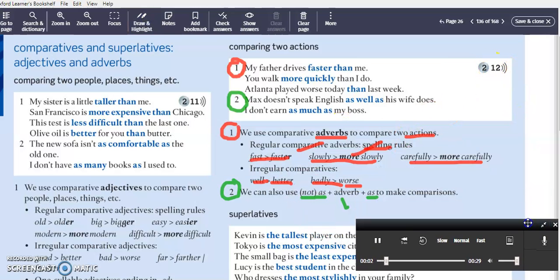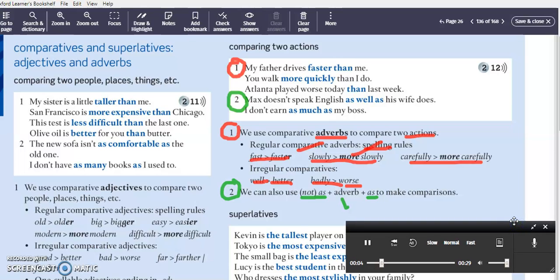2.12. 1. My father drives faster than me. You walk more quickly than I do. Atlanta played worse today than last week. 2. Max doesn't speak English as well as his wife does. I don't earn as much as my boss.